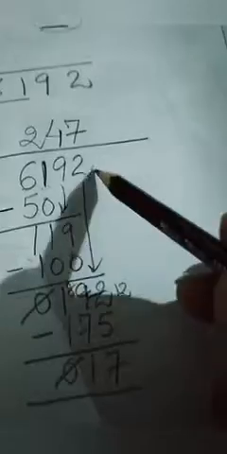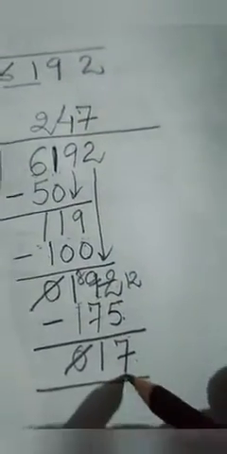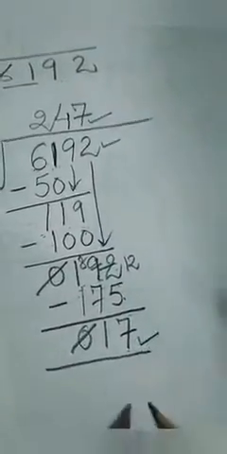Here you can see there is no digit left after 2. Yes, we have brought all the digits down. After that our division is over. This is the divisor, this is the quotient, this is the dividend, and this is the remainder.